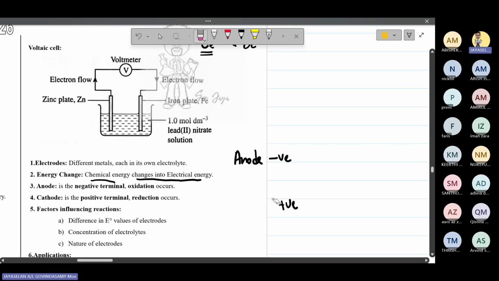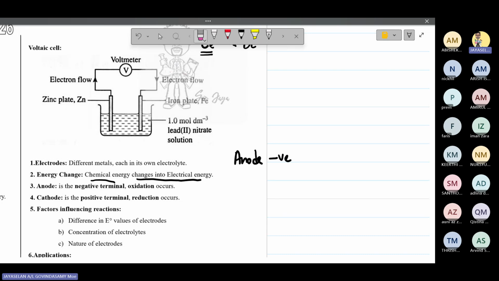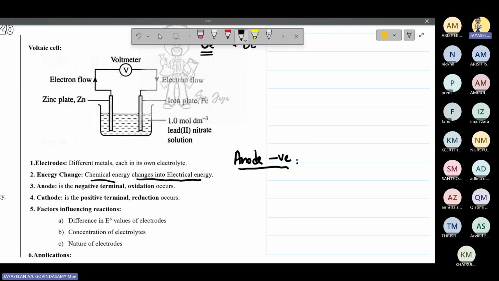Kita buat anode dulu. Okay, saya nak kamu hafal 3 benda. Bila you nampak anode for Voltaic cell, negative terminal. Anode, okay, anode, what is the name of the process? Oxidation. Tuliskan point number 2.